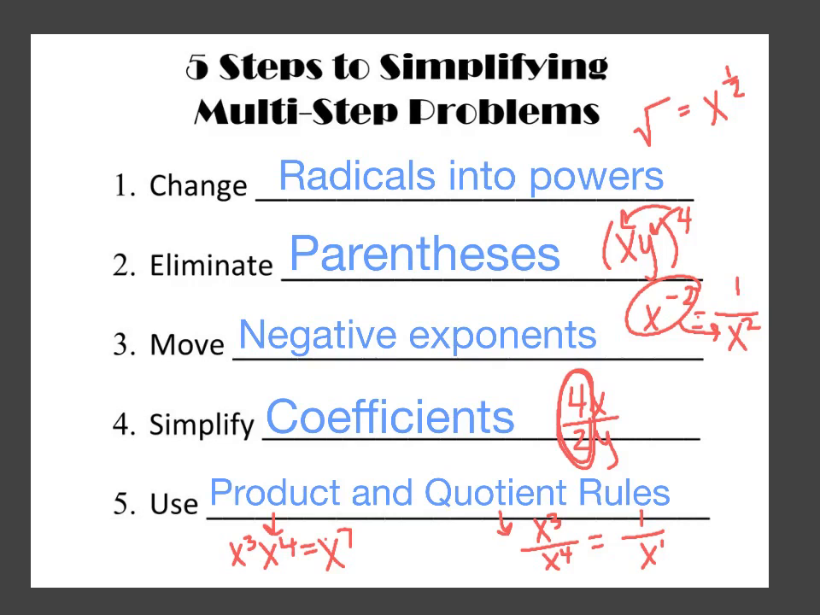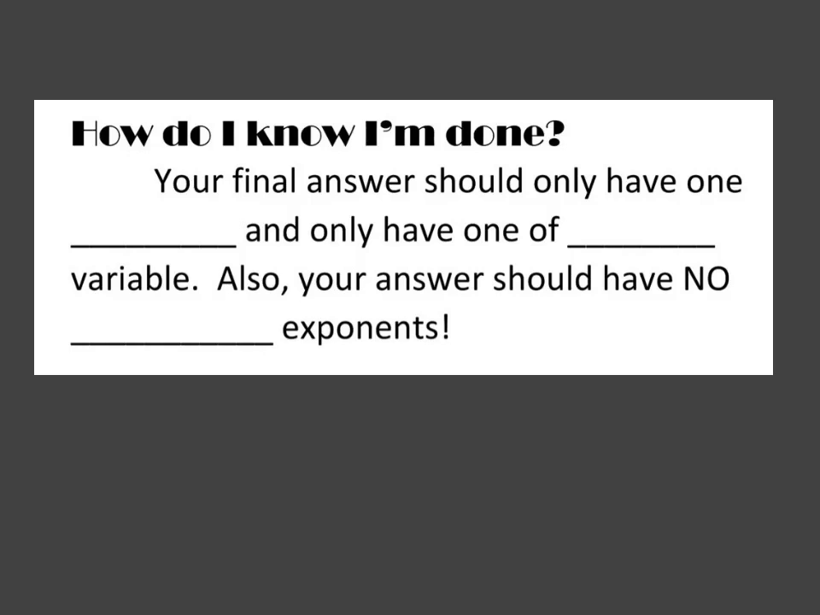So, I know it's kind of hard to visualize these steps since we haven't done a problem yet. But before we can really do a problem, we have to know, okay, how am I going to know that I'm done with these problems? So your final answer should only have one number, meaning one coefficient. And your final answer should only have one of each variable. So it should only have one x, only one y, only one a. You should never have 2 of the same variable left in your final answer.